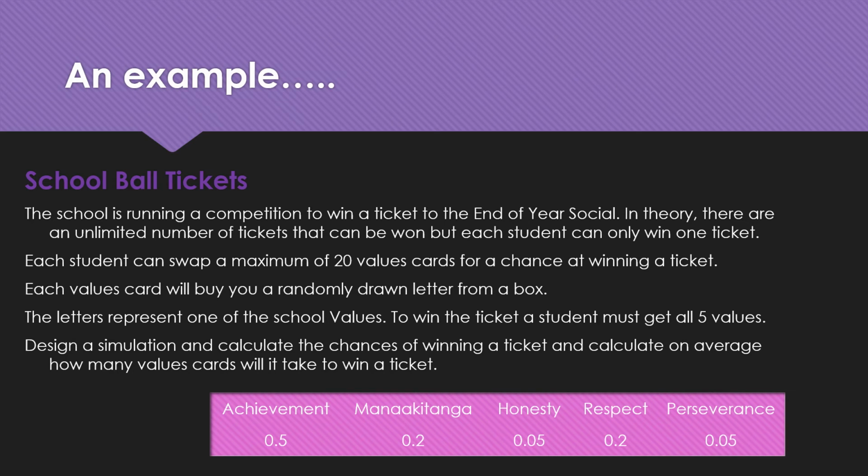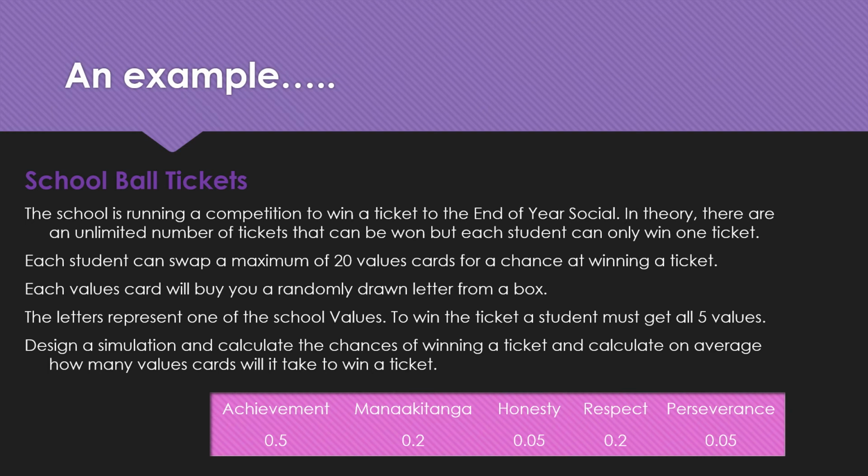Then another thing would be the probabilities. You're given these probabilities. So achievement is really, really common, right? It's 50% probability that you'll pull out an achievement one, an A. Now, maybe you're a bit slow to get your values cards, or you wait till the last minute and go, oh, I'll have a go at winning one of these free tickets. And maybe because the achievement was there, people have pulled those out, and now in the real world, the achievement letter is not 50% chance.